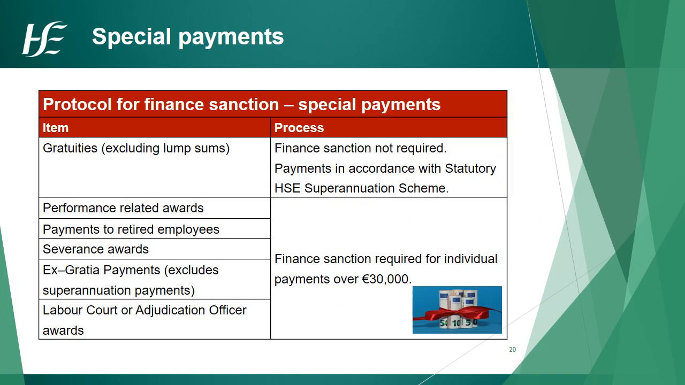In addition to write-offs of losses and debts, finance sanctions can also be requested through the Department of Health for special payments on a yearly basis following year-end. Payments such as gratuities, performance-related awards, payments to retired employees, severance awards, ex gratia payments, and Labour Court or adjudication officer awards. Any payment of this nature, similarly, needs to be forwarded to the General Manager, Finance Specialist in your region as part of the AFS year-end process, similar to the write-off process discussed in the last slide.